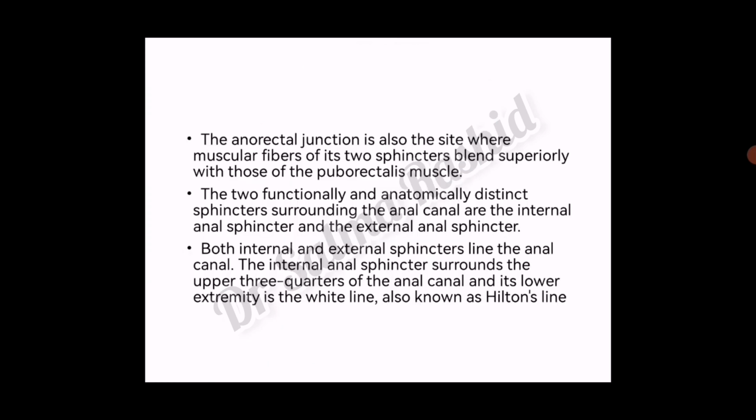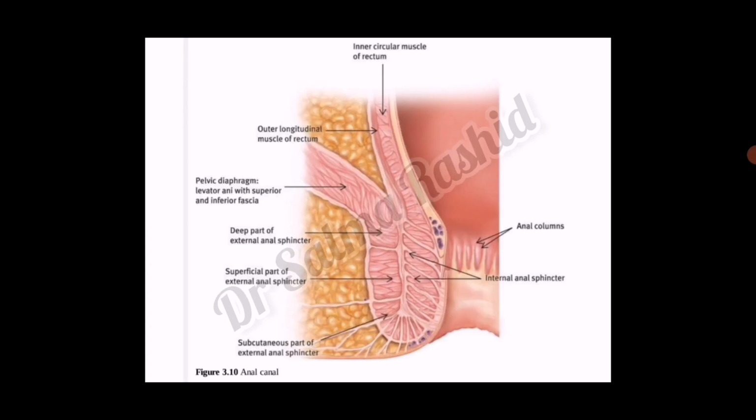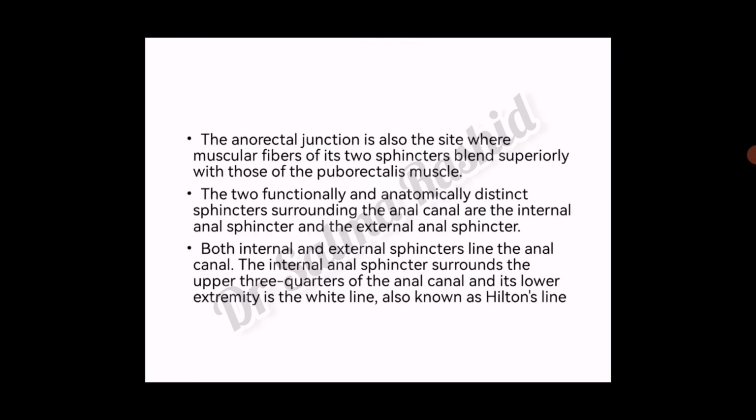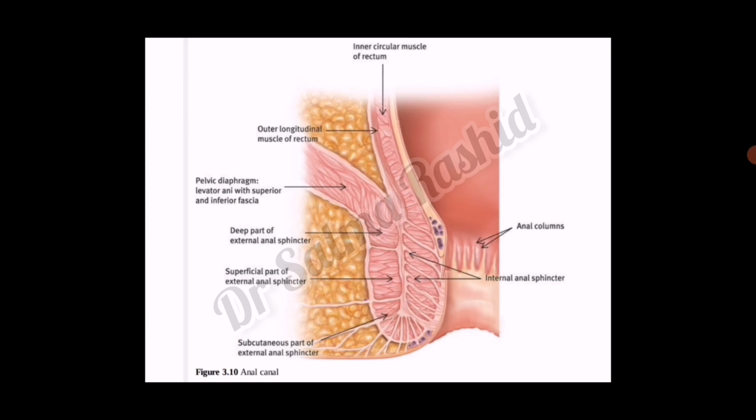Now the two functionally and anatomically distinct sphincters surrounding the anal canal are the internal anal sphincter and the external anal sphincter. Both internal and external anal sphincters line the anal canal. The internal anal sphincter surrounds the upper 3/4 of the anal canal, and its lower extremity is the white line known as Hilton's line. In this picture, you can see that the internal anal sphincter encircles 3/4 of the anal canal and lies within the external anal sphincter. And at the lower extremity is present the Hilton line.